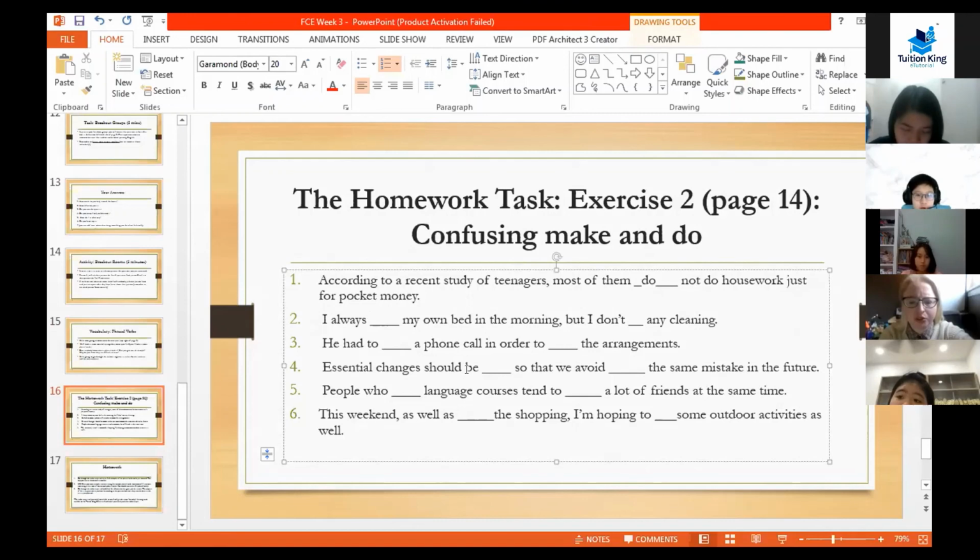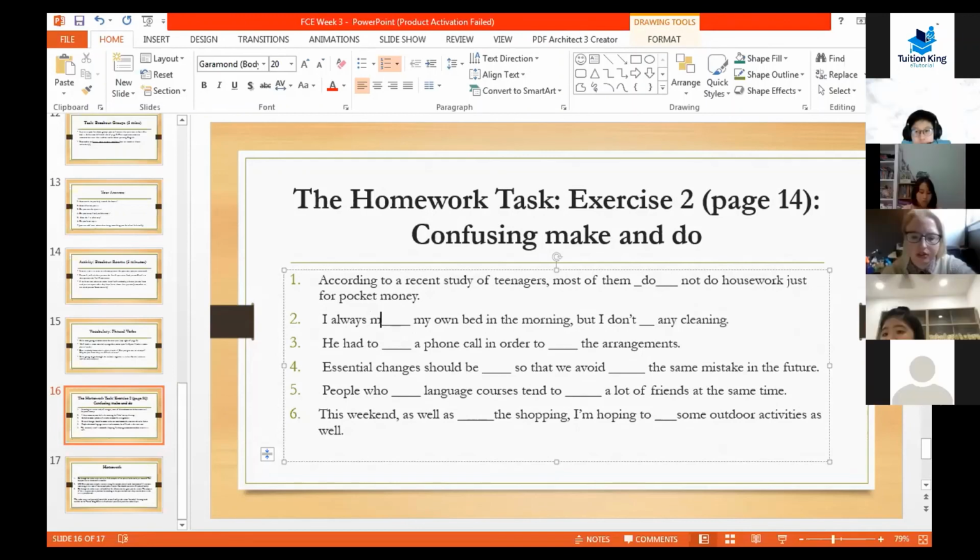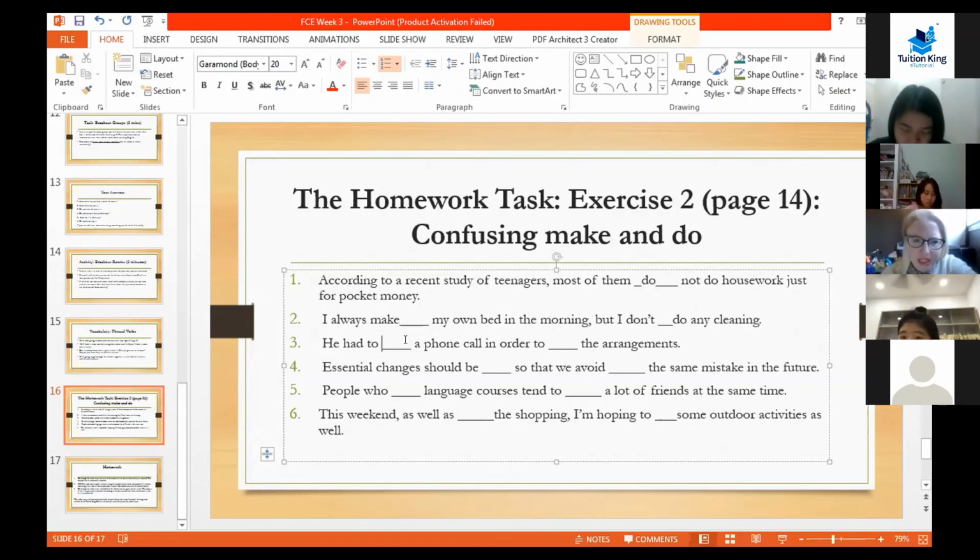Number 2, I always something my own bed. Make. Good. But I don't something any cleaning. Don't do any cleaning. Good. So he had to something a phone call. Make. Good. In order to something the arrangements.